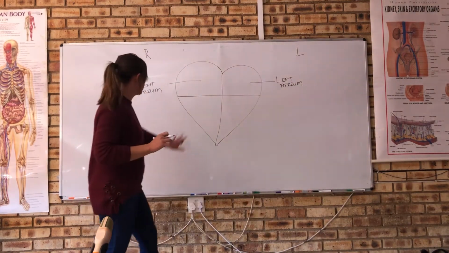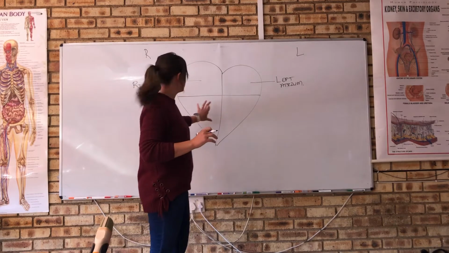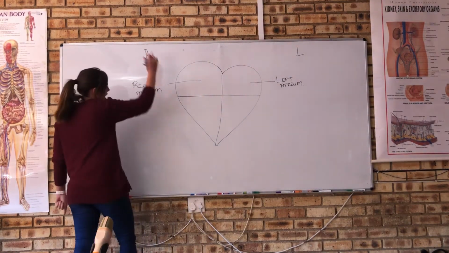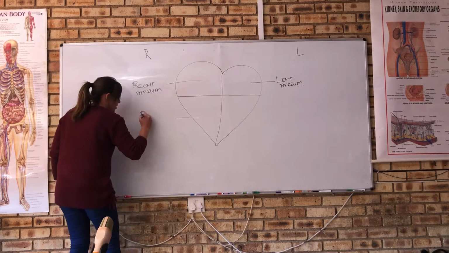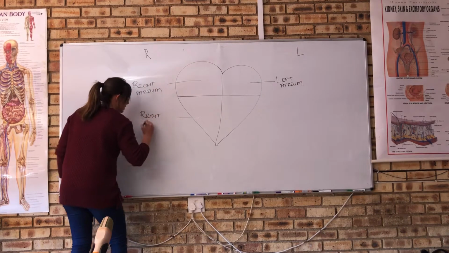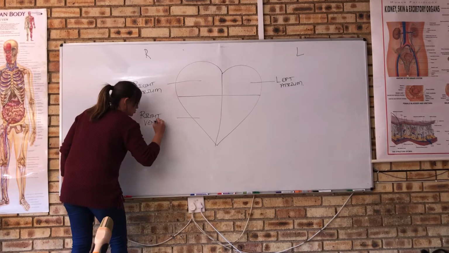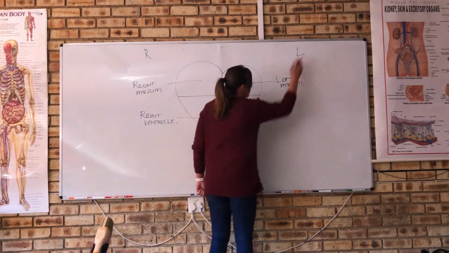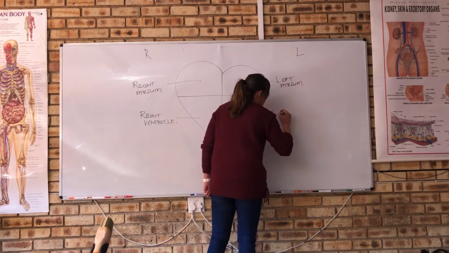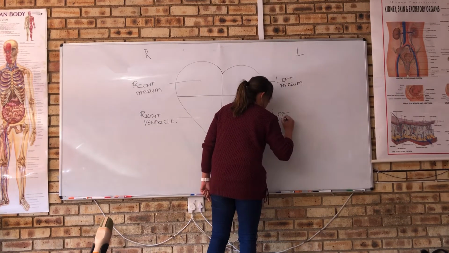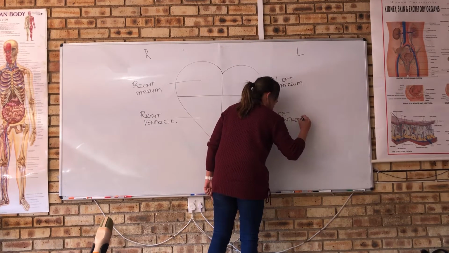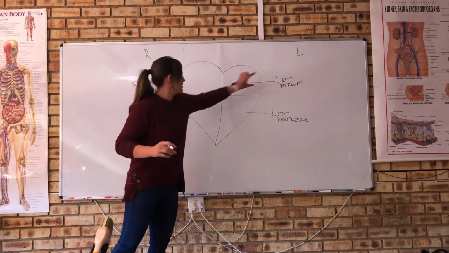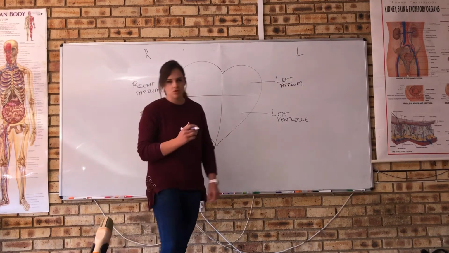Now we have the bottom chambers. The bottom chambers are called the ventricles. 1 ventricle, 2 ventricles, and once again right. So we have on this side the right ventricle, and on this side we have, because we're on the left, the left ventricle. Easy. Okay, so we've got right and left atrium, right and left ventricle.